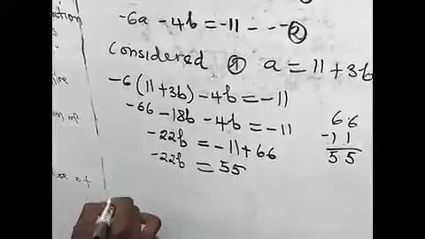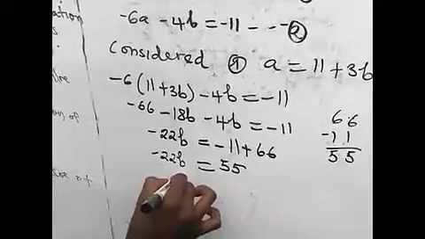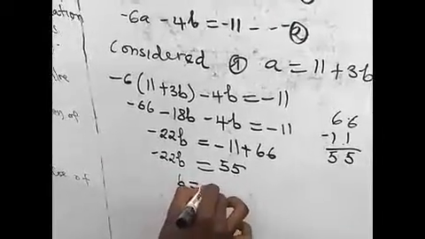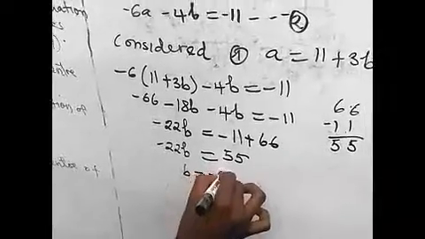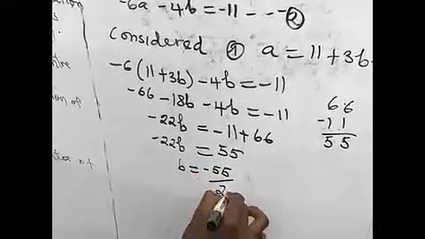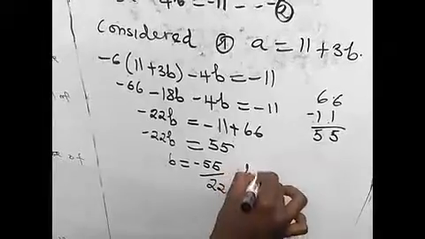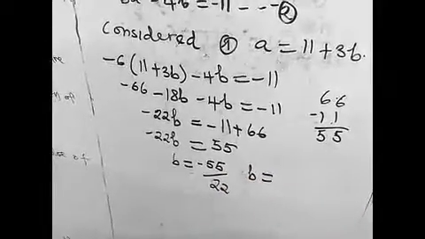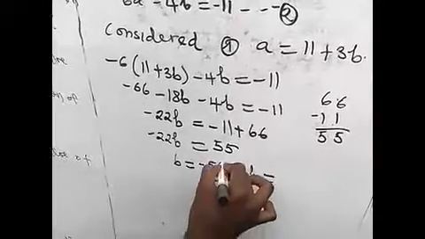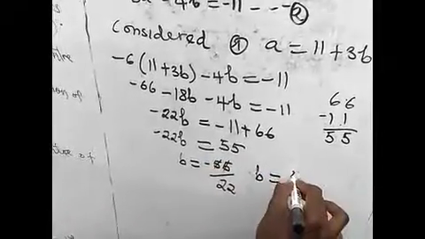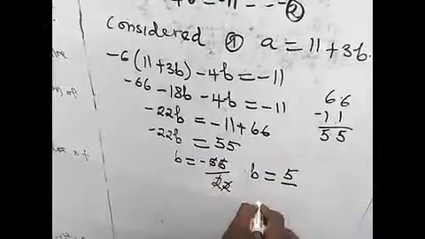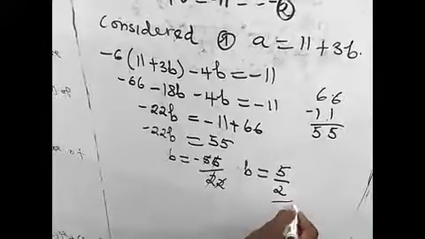And we are going to divide both sides by 22. We are going to have b equals minus 55 divided by 22. We divide both sides by 11. 11 goes here 5 times, and 11 goes here 2 times. So our b will be equal to minus 5 over 2.